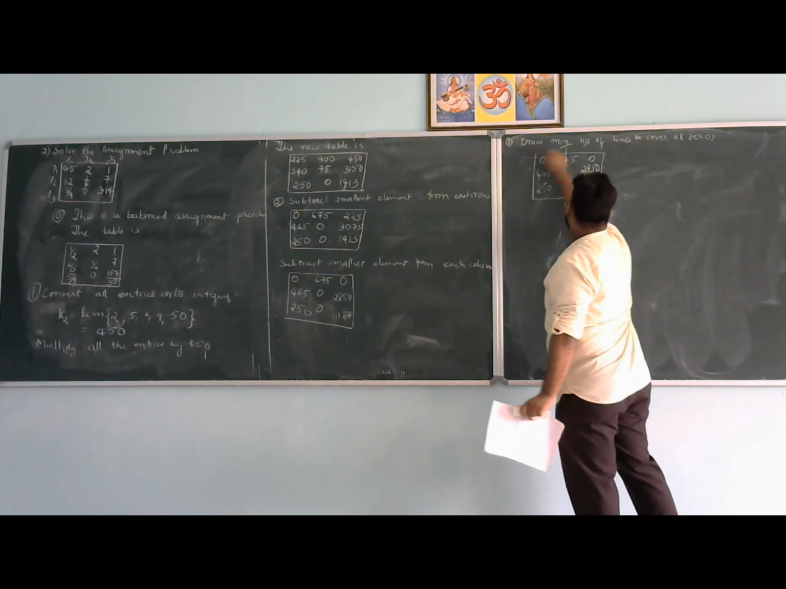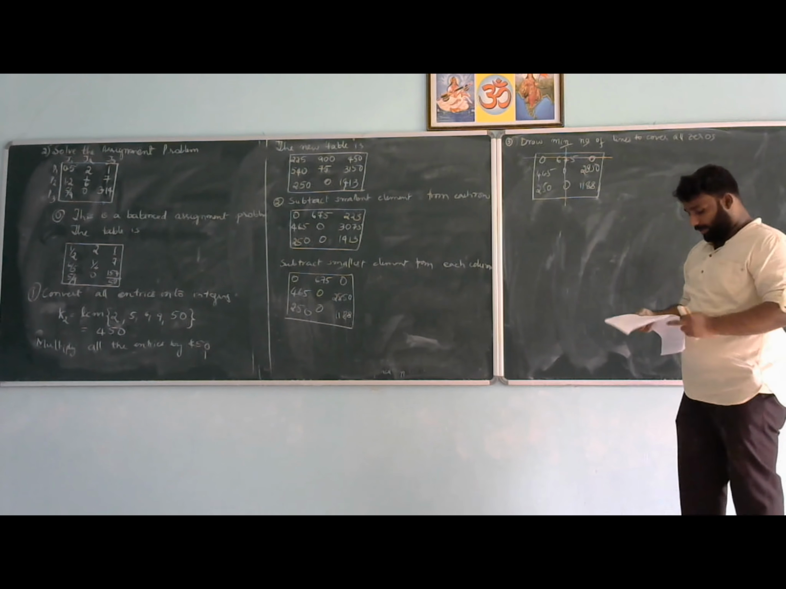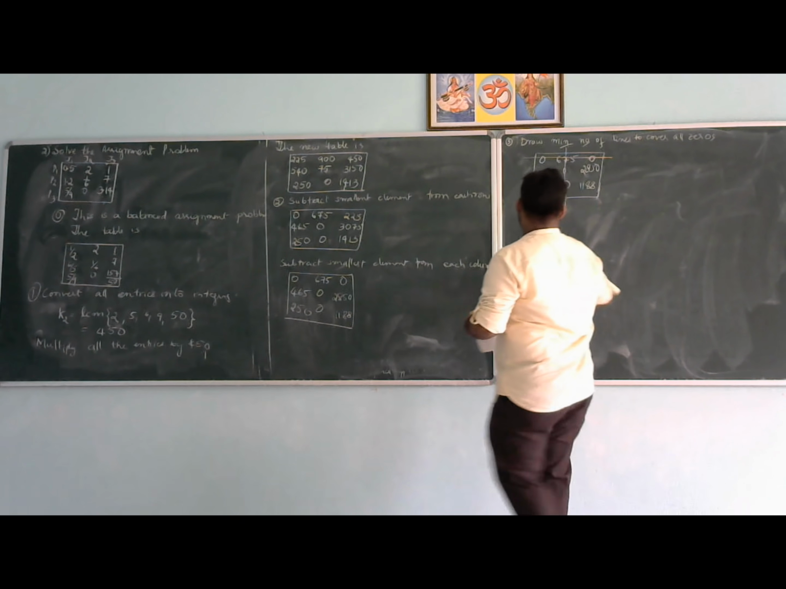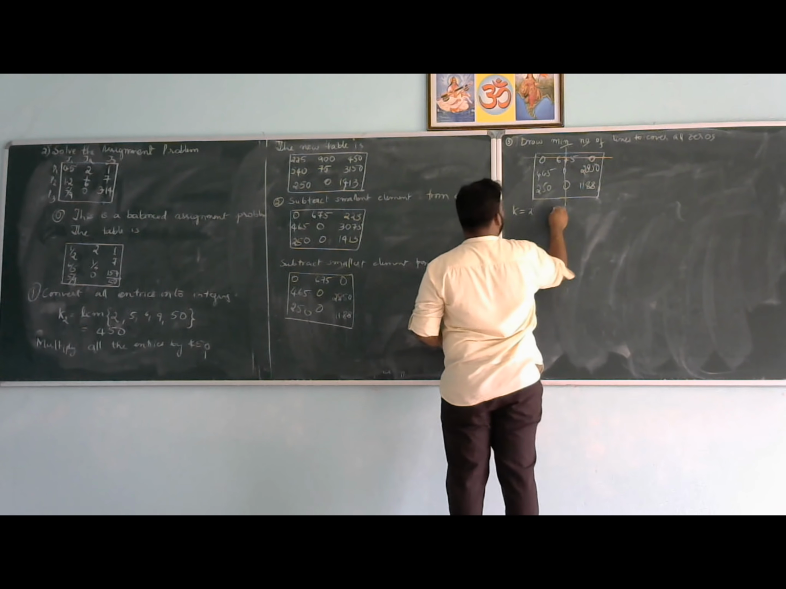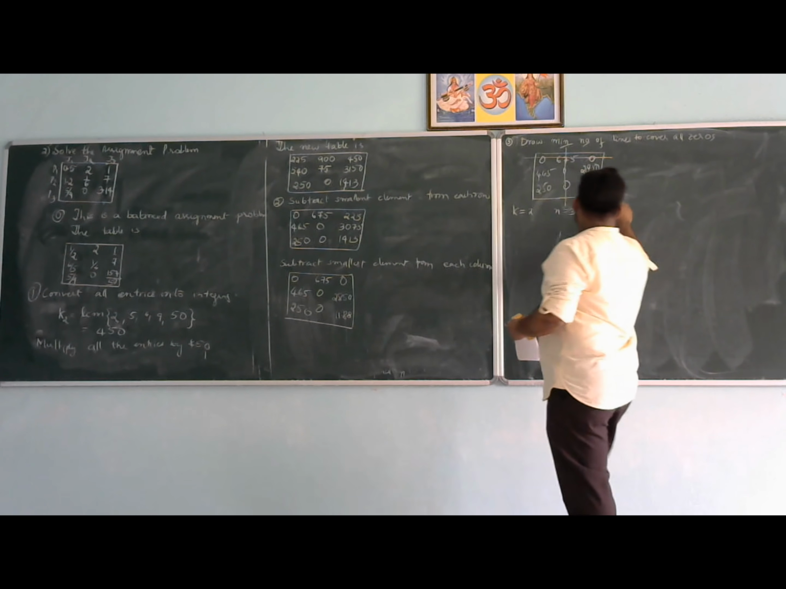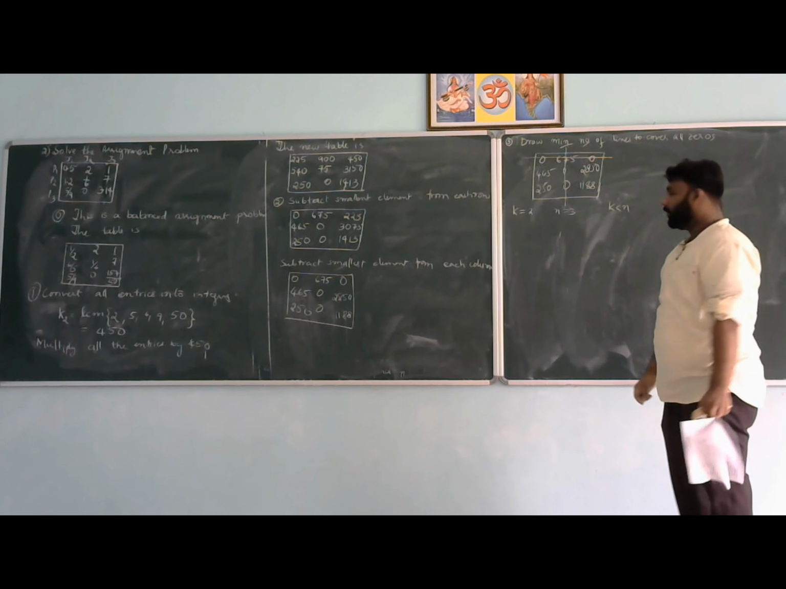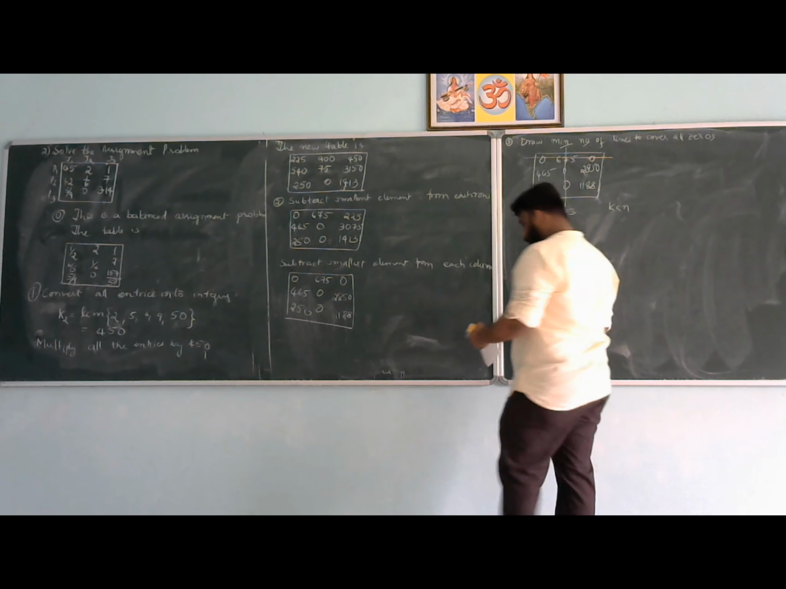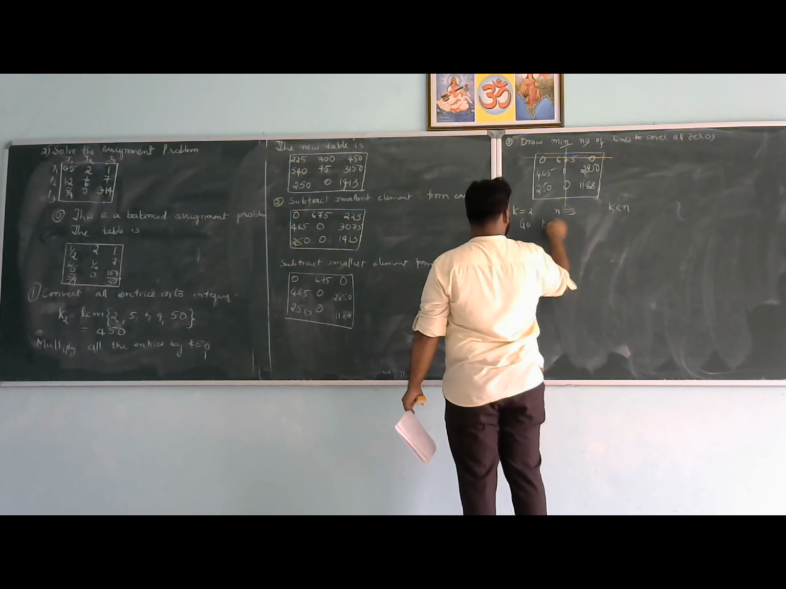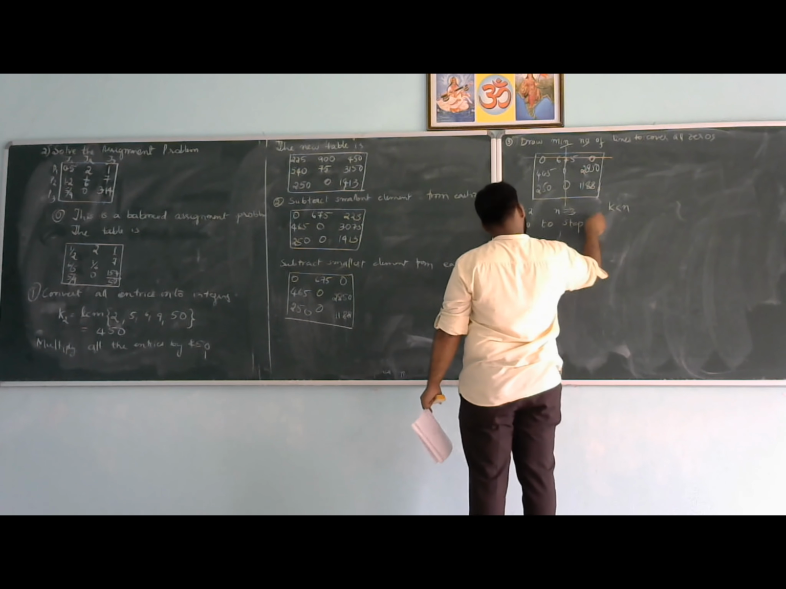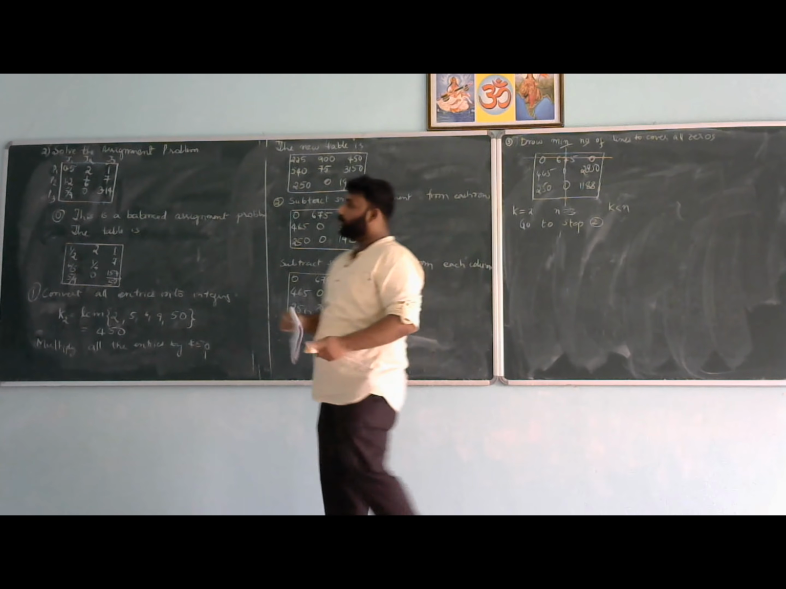Here we require only 2 lines to cover all the zeros. One is this and another is this. So how many lines do we have? k is equal to 2, and n is equal to 3. So k is less than n, so we have to go again to step 2.